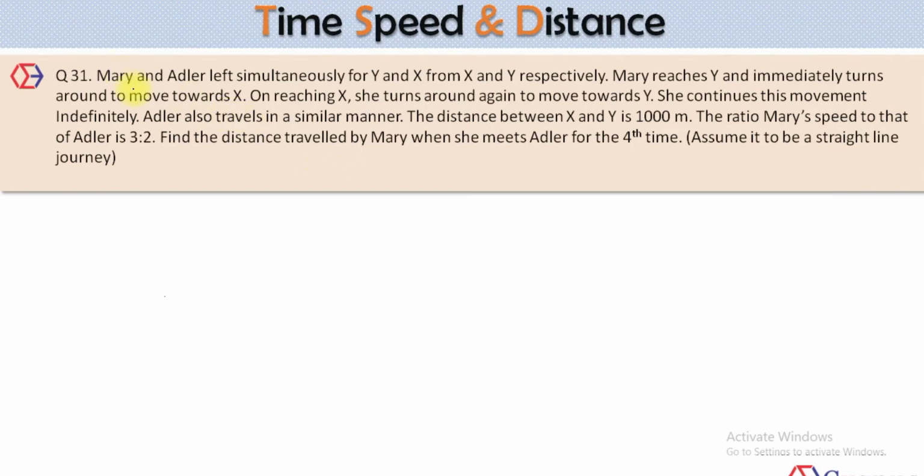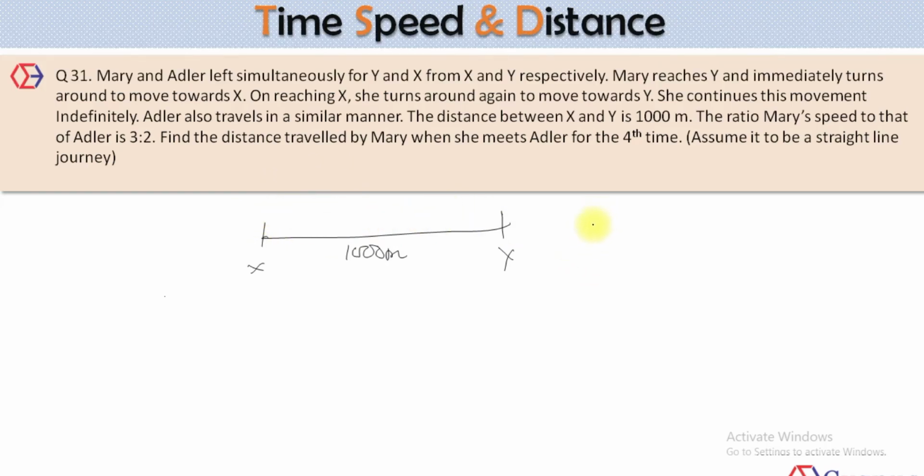Okay, it's about what? M and A left simultaneously for Y and X, from X and Y. This is X, this is Y. The distance between X and Y is how much? 1000 meters. They'll keep on moving like this. They'll reach their destination, take a U-turn, then again move towards each other's destination.